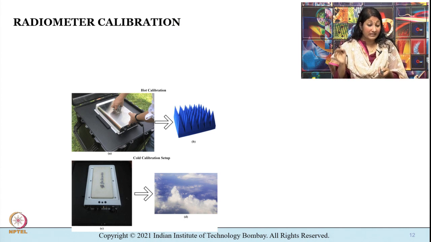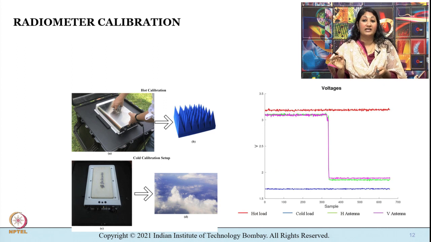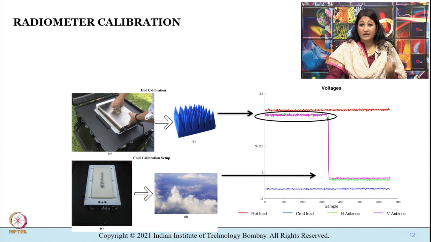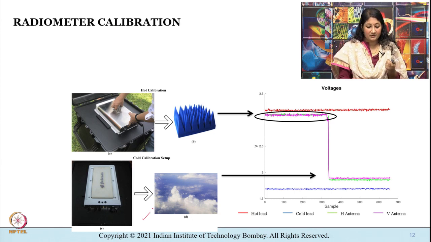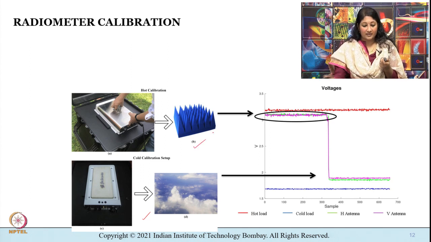So, the calibration method used in the study is a two-point calibration. Hot and cold sources were used, and there are two external reference sources used to calibrate the internal loads of the radiometer. The reference sources are sky pointing and a microwave absorbent that acts as a black body. So, sky pointing and a microwave absorbent that acts as a black body, what you see in figure B.